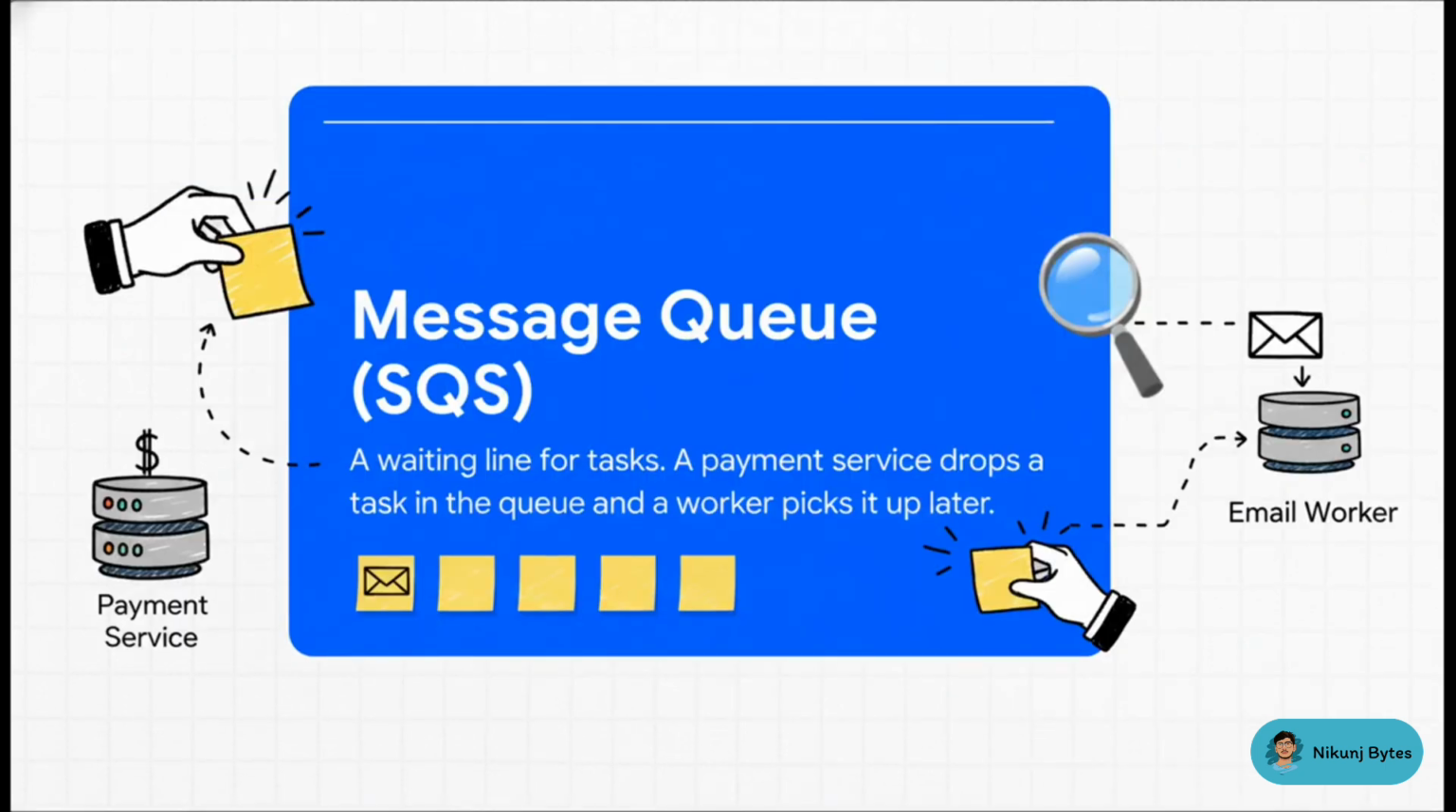This is a perfect job for a message queue. Instead of dealing with the email right away, the payment service just scribbles a quick note, like a sticky note, that says send confirmation for order 123 and drops it into this queue. The payment service is now totally free to immediately respond to the user and say success. Then, a completely separate process, an email worker, can come along later, pick that note out of the queue, and handle the task in the background.